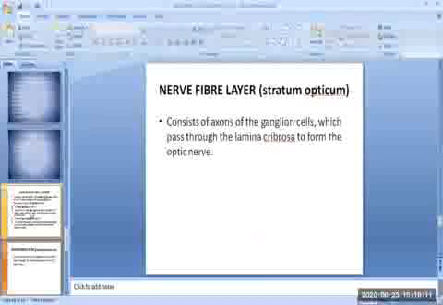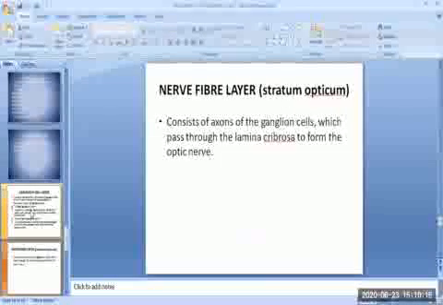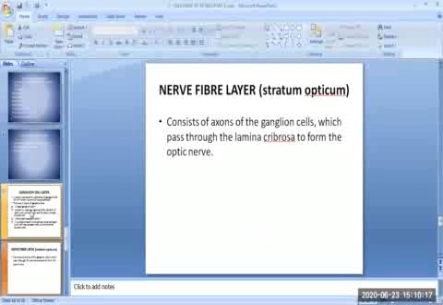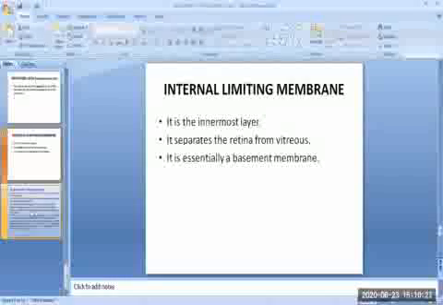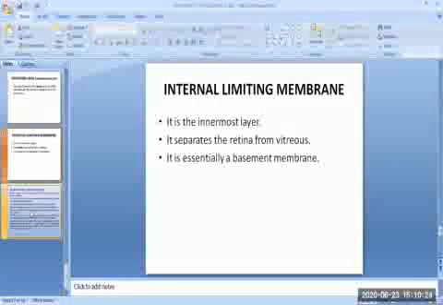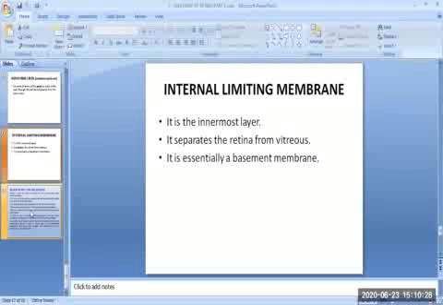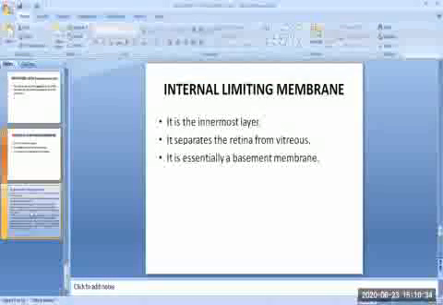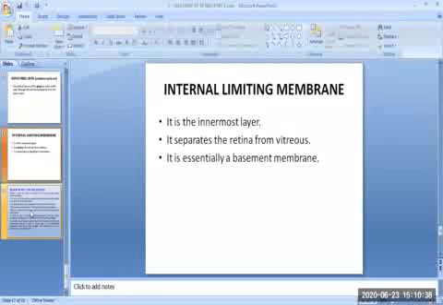The ninth layer is the nerve fiber layer, the stratum opticum, which consists of the axons of the ganglion cells, which pass through the lamina cribrosa to form the optic nerve. The next layer is the tenth layer, the internal limiting membrane. It is the innermost layer and it separates the retina from the vitreous. It is formed by the union of terminal extensions of the Mueller's fibers and is essentially a basement membrane.